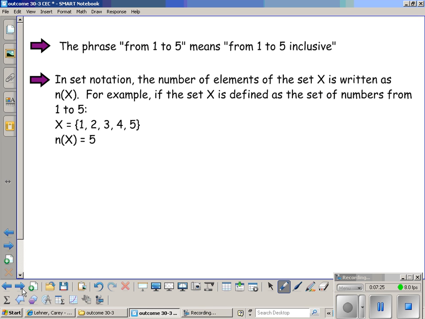In set notation, the number of elements of the set X is written as n(X). So the number of elements in X. For example, if the set X is defined as the set of numbers from 1 to 5, X equals {1, 2, 3, 4, 5}, and the number of elements in X is just 5. That doesn't mean that the number 5 is necessarily in the set. In this case, it is. But what this means is how many elements are in the set.